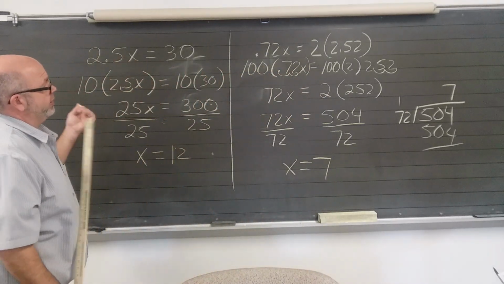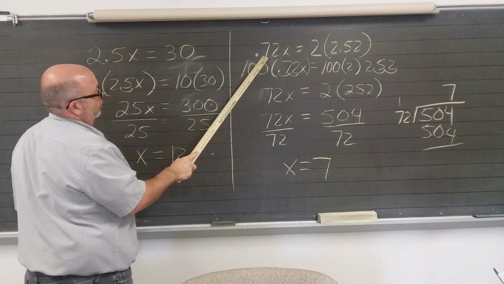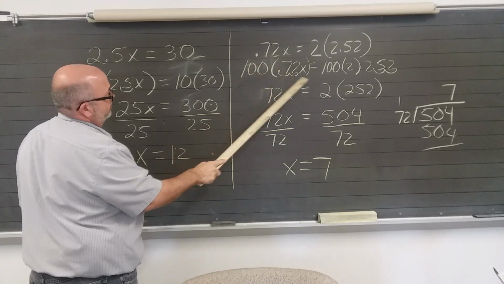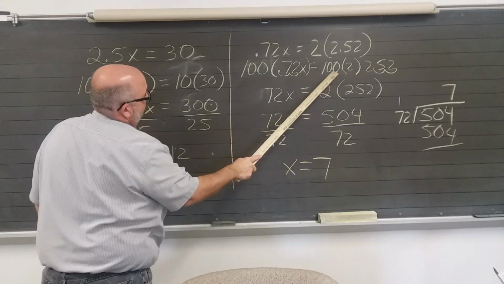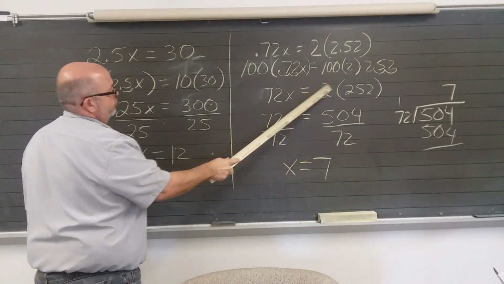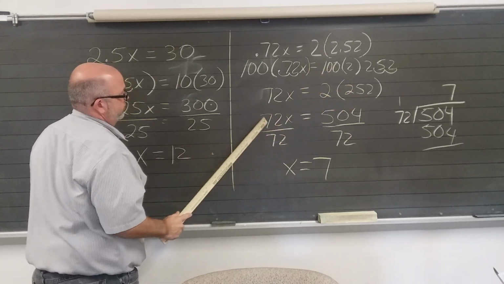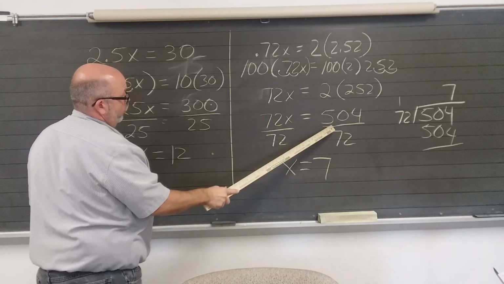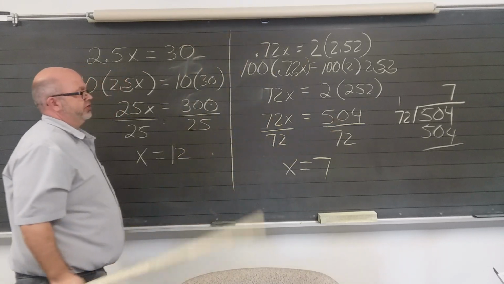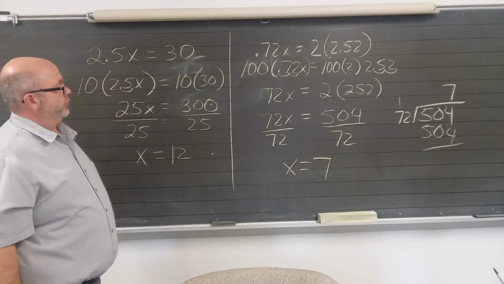Okay? Two decimal places means you're multiplying by 100. That moves the decimal point over two places. Here you have a decimal point, so multiplying by 100 takes care of that decimal point. 72x equals 2 times 252. 72x equals 504. 504 divided by 72 gives you those answers.